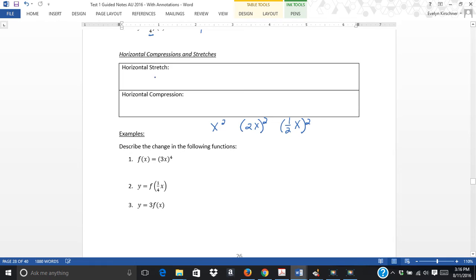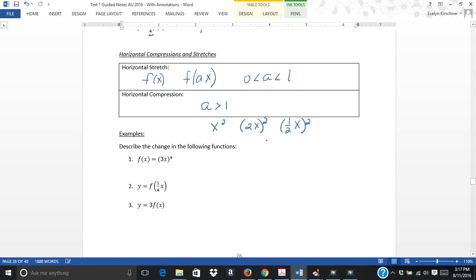But here, it's the same thing, but now I have my parent function f of x, and now I have f of ax. So I'm changing the x. I'm not changing the answer. I'm changing the input. So when I had it bigger, if I put 2x inside, it looked like it became smaller. It was compressed. So here, a is greater than 1, and here when I had something smaller, it's when a is between 0 and 1.